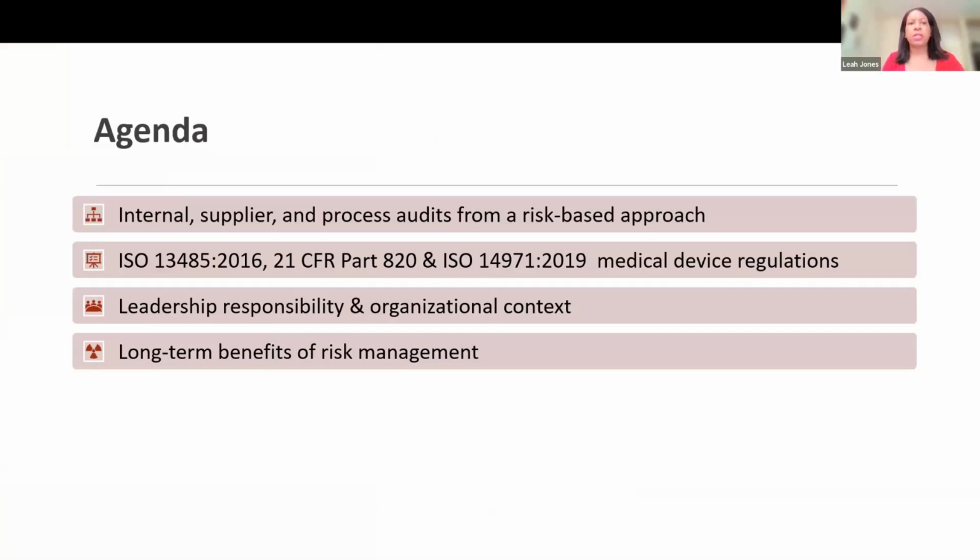So today's agenda will discuss audits from a risk-based approach, and I will also discuss the ISO requirements and FDA requirements for audits, and I will discuss leadership responsibility and organizational context and the long-term benefits of risk management. So you will come away with an understanding of how audits help to reduce and mitigate risk.